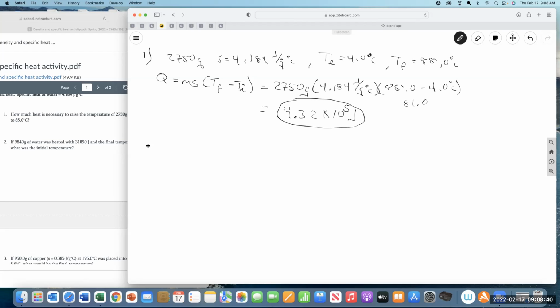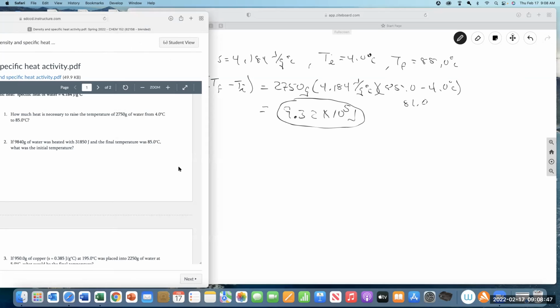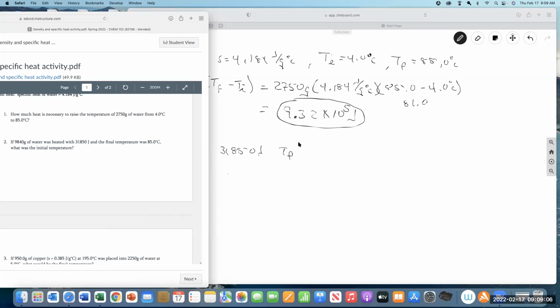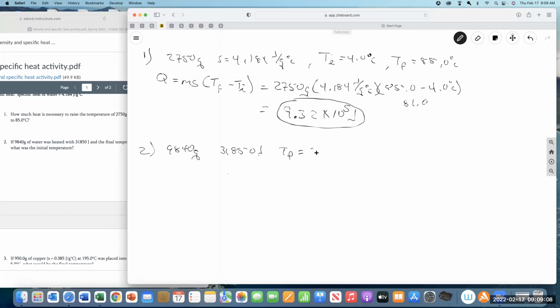A joule is very small, so it seems like a big number, but that's because joules are very small. All right, number 2, you're told 9840 grams. You're told 31850 joules. It's the same specific heat because it's water and you were given that. TF is 85. TI is your question mark.